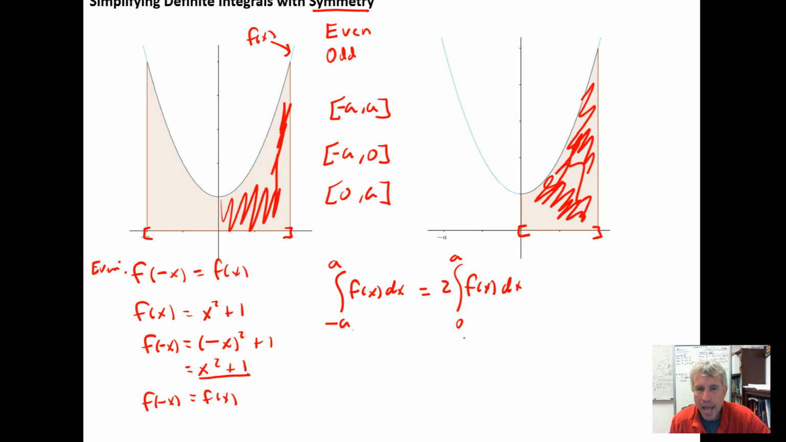And this is advantageous because when we find our antiderivative of f, and we do f of a minus f of 0, in general, evaluating the function when the input is 0 is going to be an easy calculation to make, much easier than having to evaluate it at the opposite of a. So this is a common technique for simplifying the calculation of a definite integral: to identify, do you have even symmetry over your closed interval? If you do, use it to simplify the definite integral calculation.